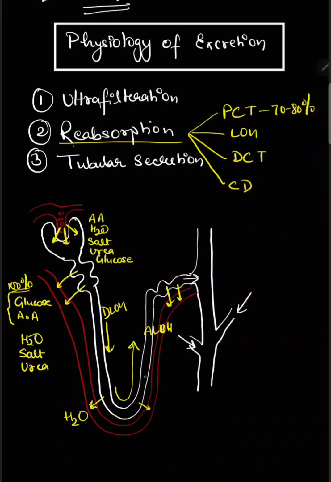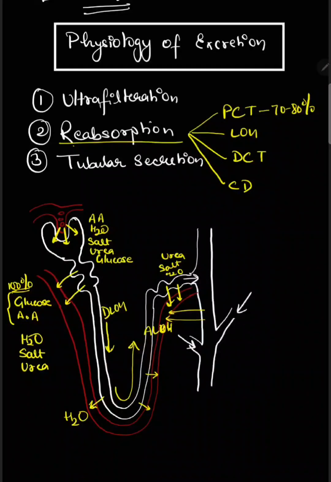So from here water will be reabsorbed, from here salts will be reabsorbed, and from the DCT also some amount of water and salt will be reabsorbed. Depending upon the need, some salt, Na plus, Cl minus, some amount of water, some amount of urea will be reabsorbed, but the major portion is from the PCT only. From the collecting duct also it can be reabsorbed.